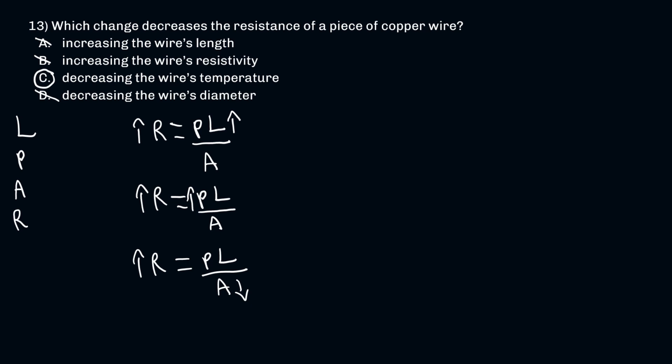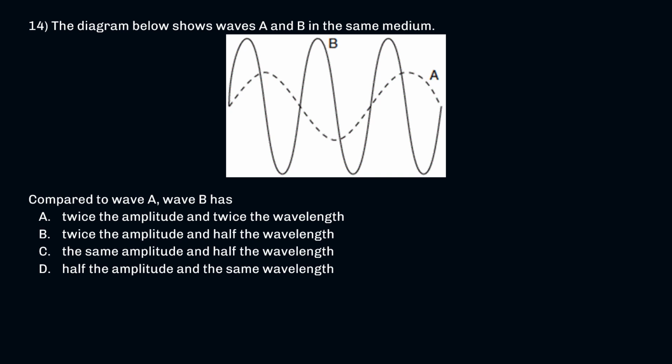All right, let's move to example number 14. The diagram below shows waves A and B in the same medium. B is the solid line, A is the dotted line. Compared to wave A, wave B has... So look at wave B versus wave A. Wave B is a taller wave, so it has more amplitude. I'm looking for an answer choice that says twice the amplitude or more amplitude. A says twice the amplitude, B says twice the amplitude, C says the same amplitude, and D says half the amplitude.